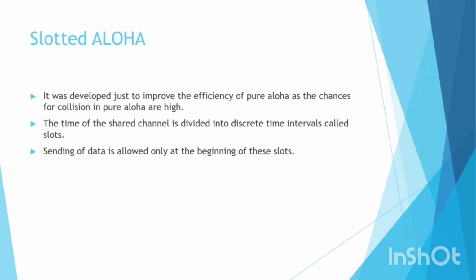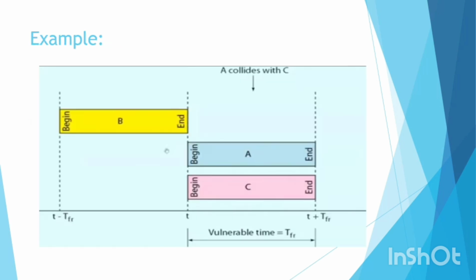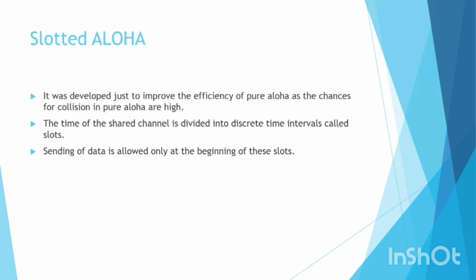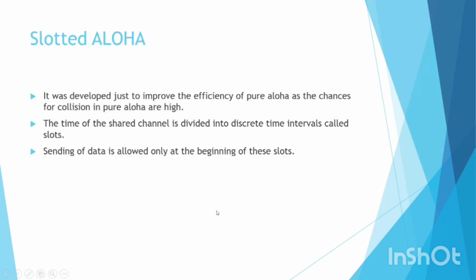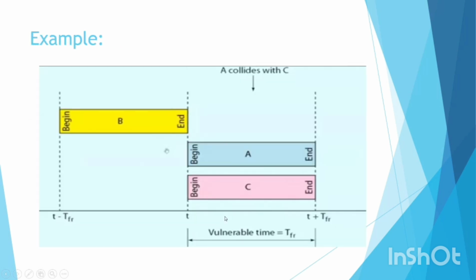The time of the shared channel is divided into discrete time intervals called slots. Sending of the data is allowed only at the beginning of these slots. Here we need to highlight this point: sending of the data is allowed only at the beginning of a slot. That means a station sends only when the slot begins, and the next station needs to wait for the next slot. Otherwise, they will collide.